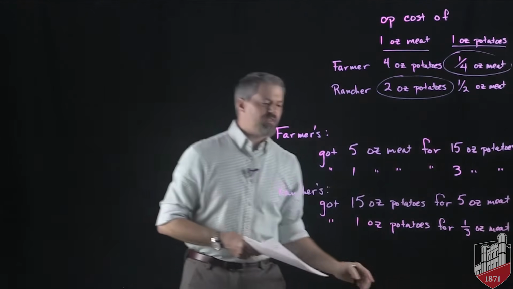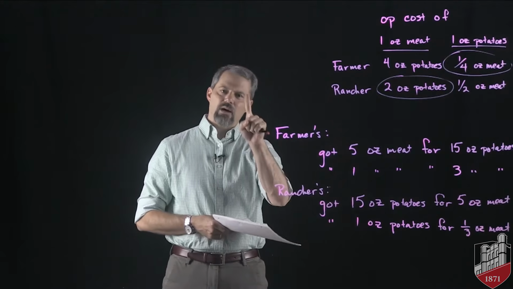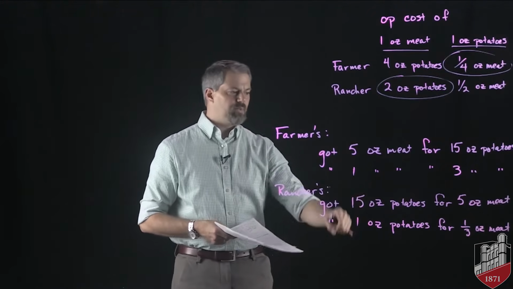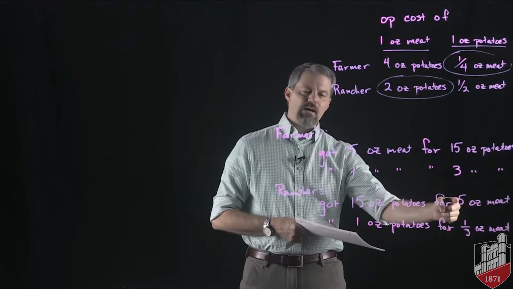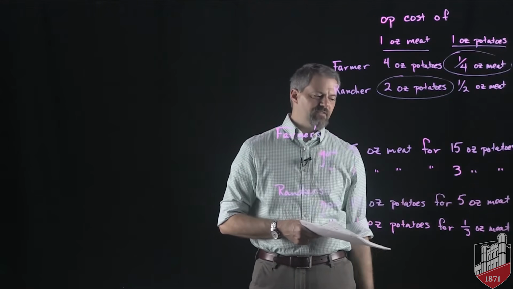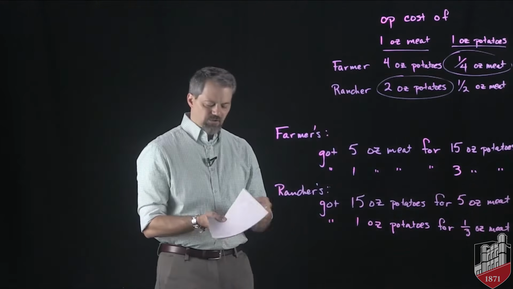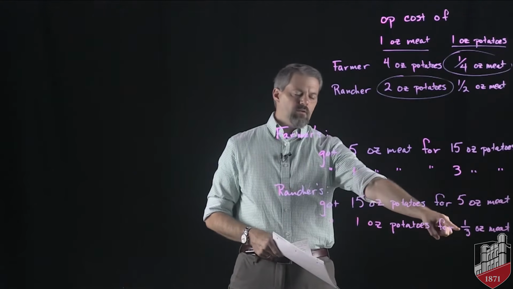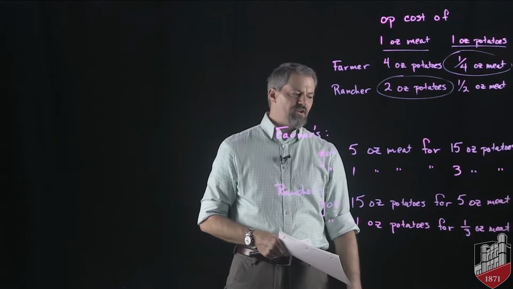And I did the same thing there. I've got a 15, but I want to turn that into a 1. So I need to divide it by 15. But I also have to divide that by 15, and 5 divided by 15 is 1/3. So the rancher got each ounce of potatoes and paid a price of 1/3 ounce of meat.